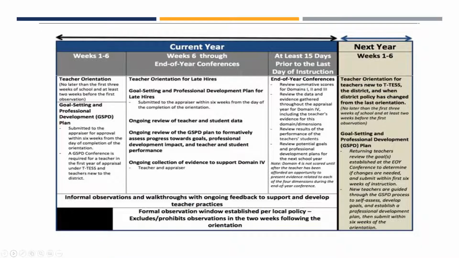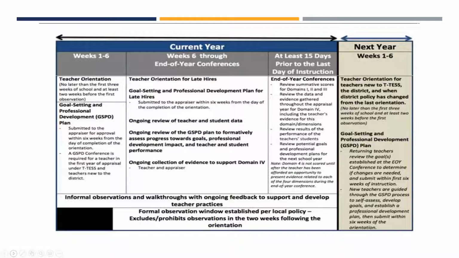Week 6 through the end, under that also, where it shows weeks 1 through 6 and all the way to the end of the school year, you see it says informal observations and walkthroughs with ongoing feedback to support and develop teacher practices. Your administrator can do a walkthrough on day 1 of the school year. They can do a walkthrough the very last day of the school year. The commissioner has set no rule that says you can't get walkthroughs or informal observations from day 1 to the last day of school.